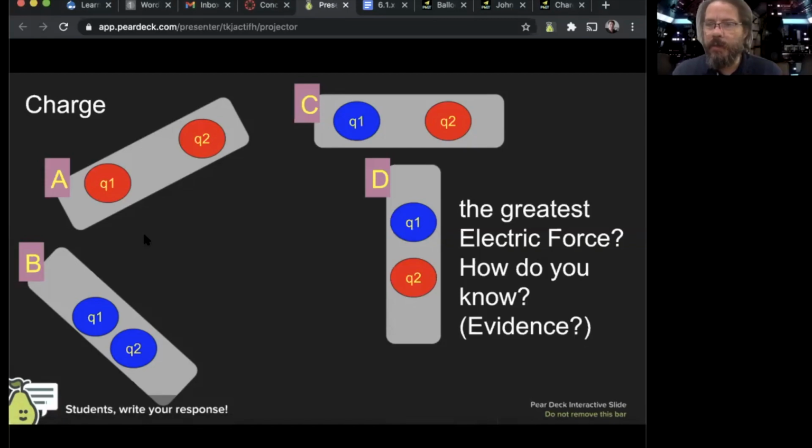All that tells us is what direction the force is going to be. You can have a really strong attractive force or a really strong repulsive force. I'm asking which one is the stronger? And it has nothing to do with direction. So positive and negative doesn't matter for this question.